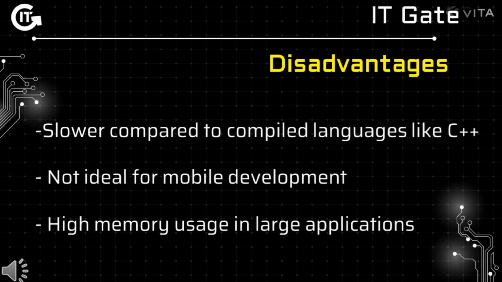Not ideal for mobile development. Python is not commonly used for building mobile apps. Platforms like Android and iOS prefer Java, Kotlin, or Swift. High memory usage in large applications. Python uses more memory compared to other languages. So for applications where memory efficiency is critical, like gaming or embedded systems, Python may not be the best choice.